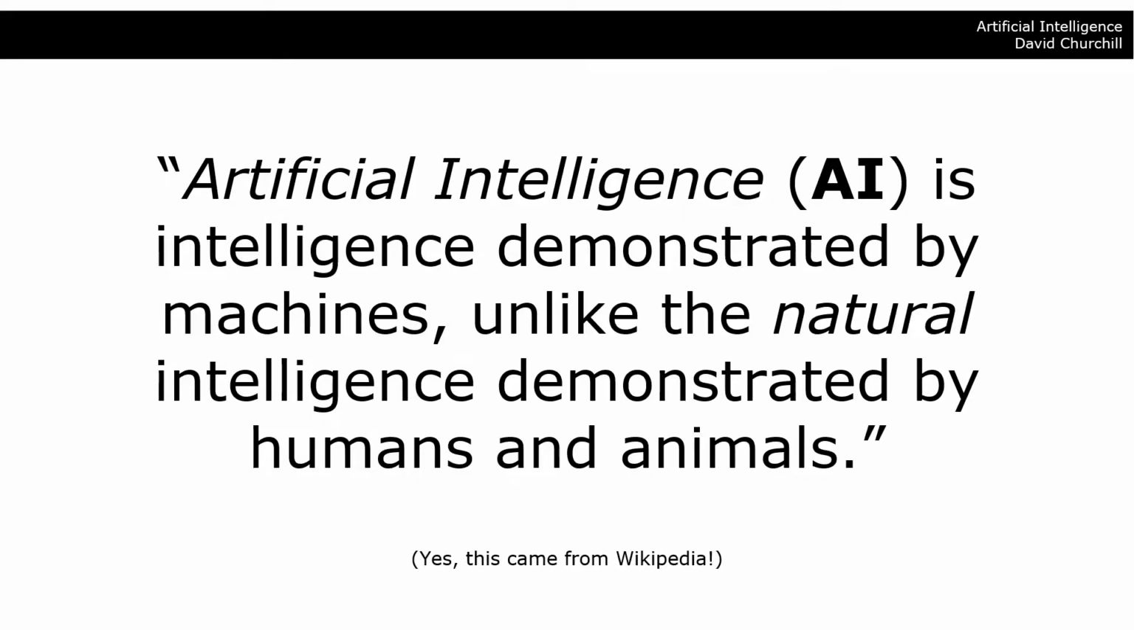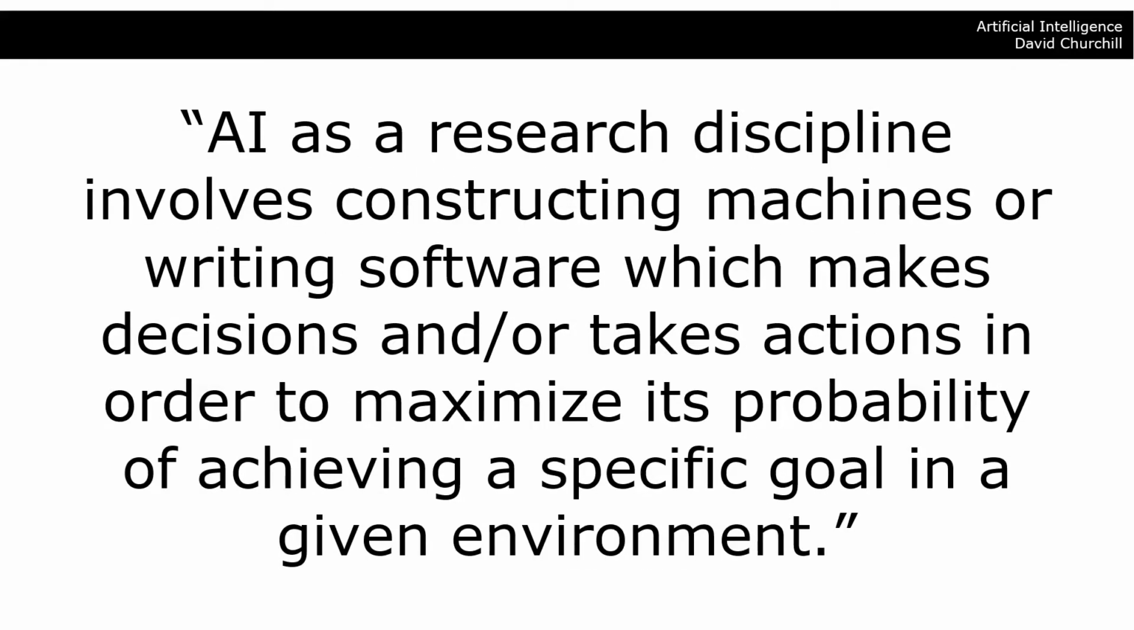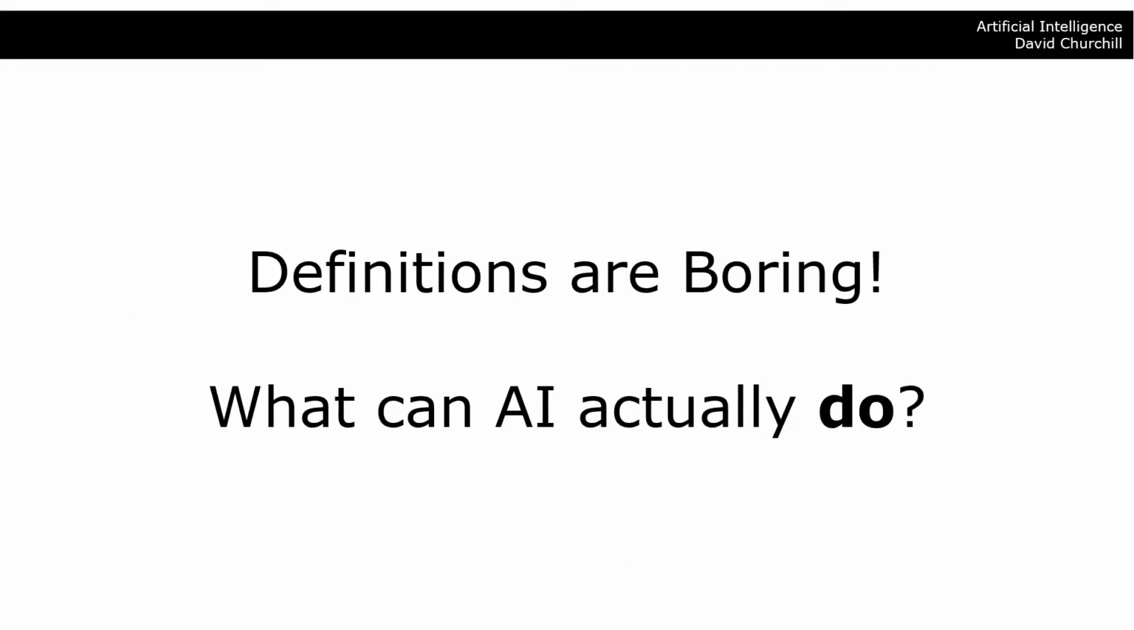But this is a bit of an abstract definition, so let's get a little bit more concrete with that. AI as a research discipline involves constructing machines or writing software which makes decisions and/or takes actions in order to maximize its probability of achieving a specific goal in a given environment. But in my opinion, definitions like this are kind of boring, and they're going to vary greatly depending on who you're talking to and what field they're in. And so instead of just giving definitions, let's instead look at some application examples of what AI can actually do.